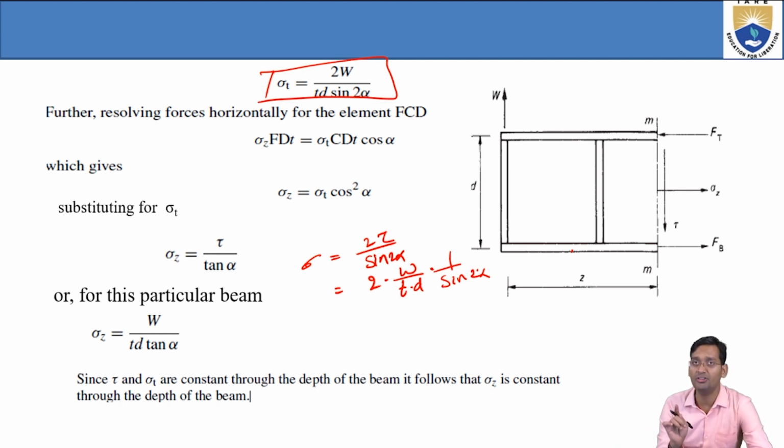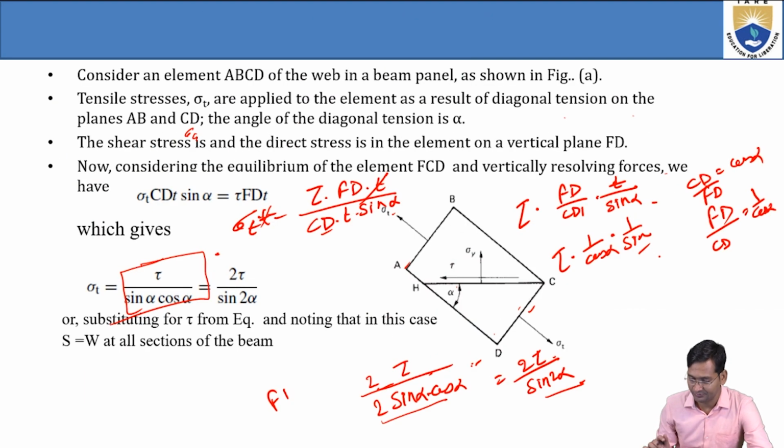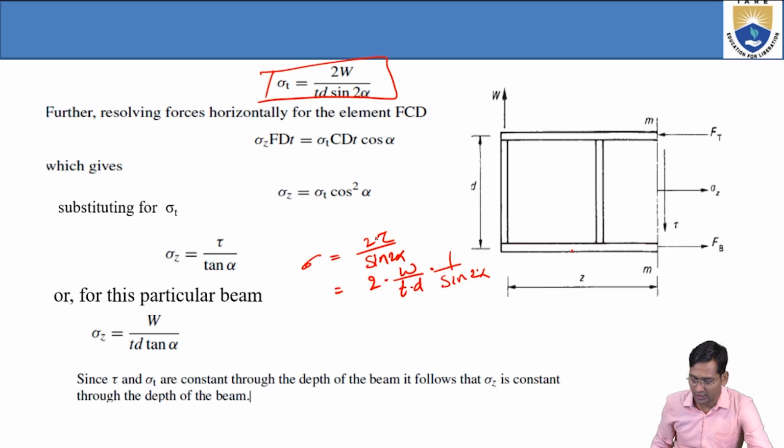Okay. So we resolved this vertically. Now same thing we will resolve horizontally, resolving force horizontally for the element FCD. Because we resolved vertically before, now horizontally, this will be opposite in that case. So sigma Z into FDT, one force will be there on one side, and the other will be sigma T into CD into T cos alpha.